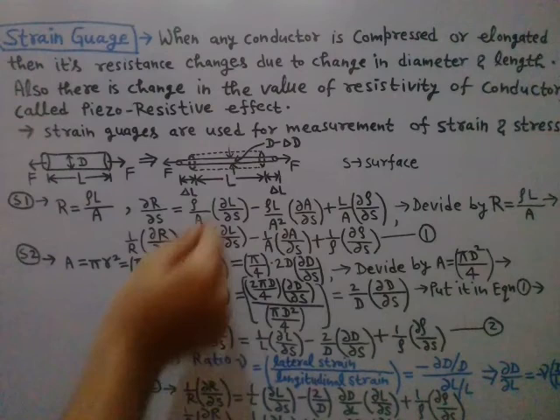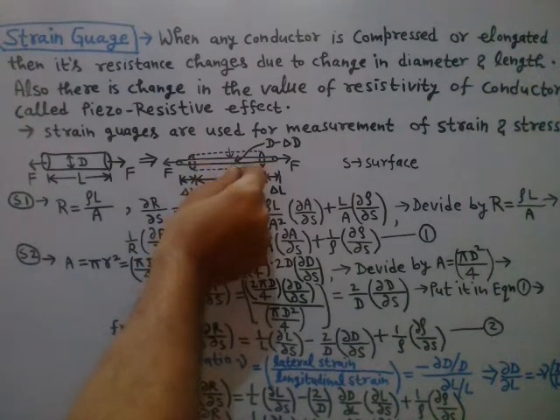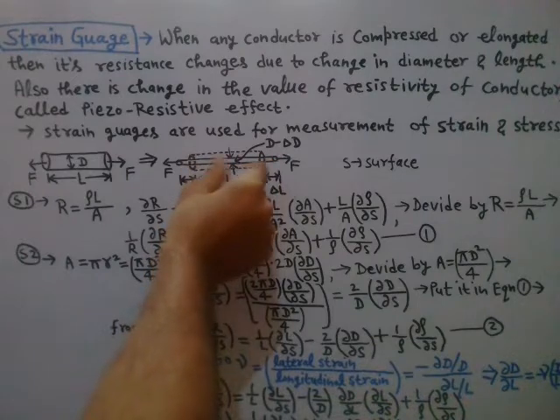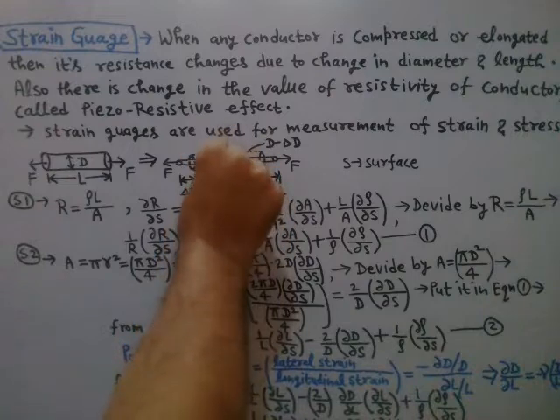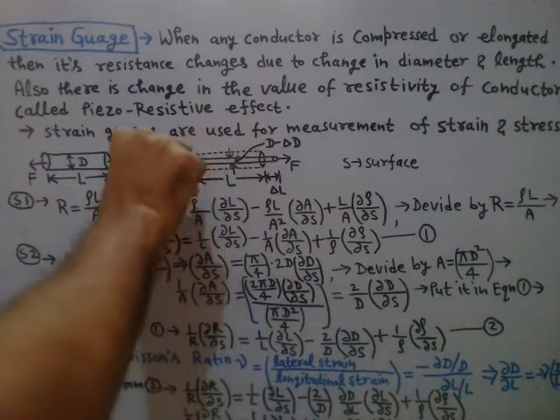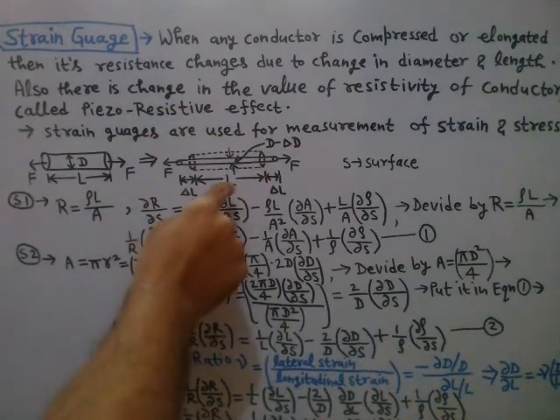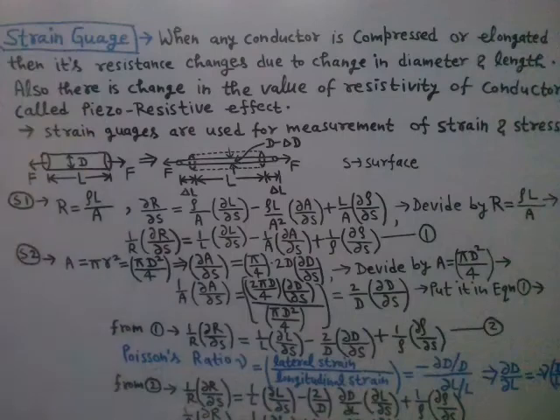So basically I am elongating the conductor wire. Due to this elongation, the length of the conductor will increase and the diameter of this conductor will decrease. So length will change and diameter will also change. So due to the change in its diameter and its length, the resistance of the conductor will change.